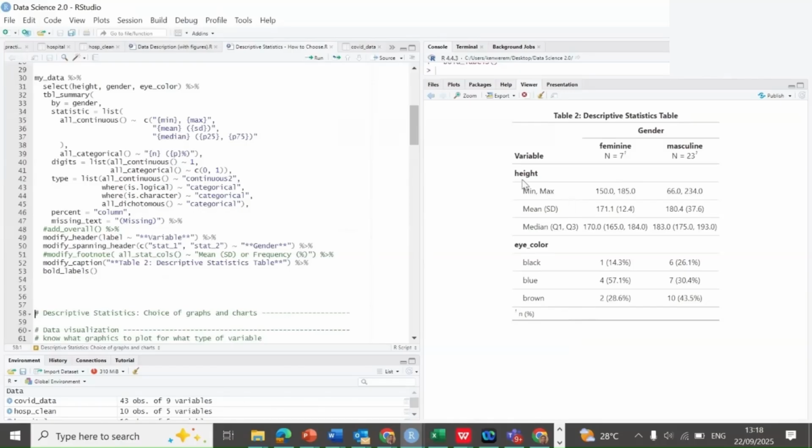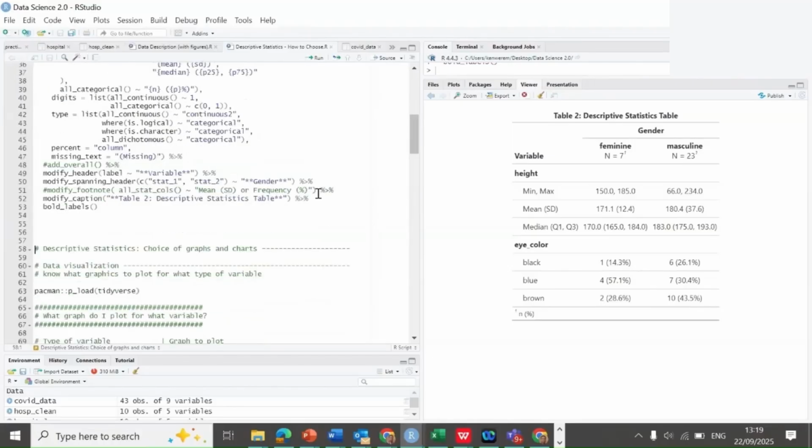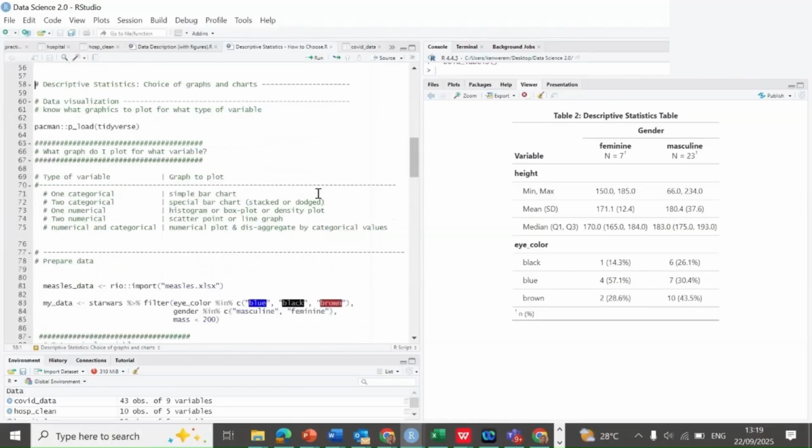Okay, so this is the same table showing us height and eye color. However, this time around, it has been disaggregated by gender. Again, you see that the height is reported in terms of statistics, minimum, maximum, mean, and standard deviation, and the median and interquartile range. Whereas the categorical variable eye color is reported in frequency and percentages. Okay, so this is how we use tables to present our descriptive statistics of our variables. Okay, now let's look at how we use figures to do the same thing.